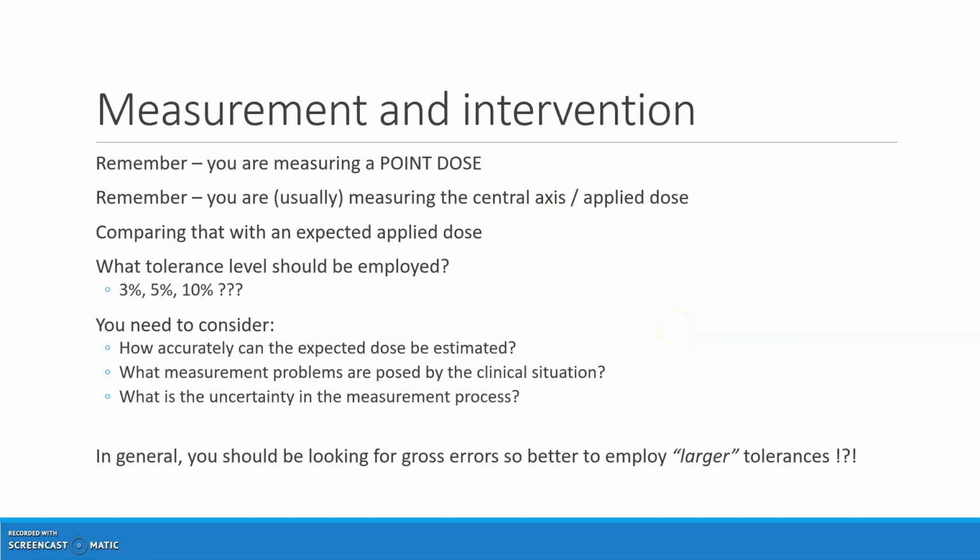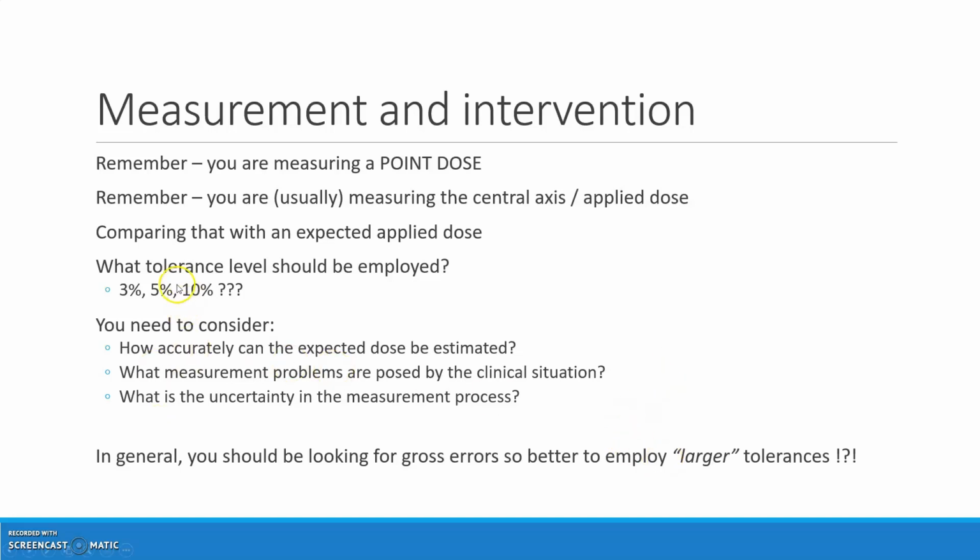So, it gives you the dose, so what do you do with this? Well, the first thing to remember is that you're measuring a point dose. And normally you're measuring the dose along the central axis, so you're comparing the applied dose that you're delivering with an expected applied dose. So what sort of tolerance level should we be employing? What's acceptable? Does it have to be more than 3% different, 5% different, 10% different? How much? Okay, and this is where there's some uncertainty.